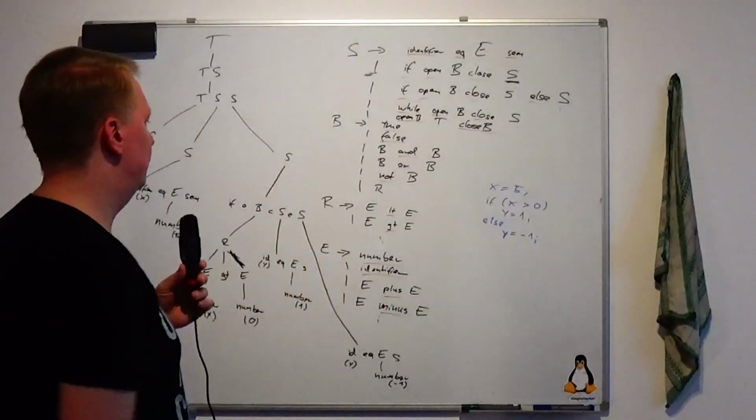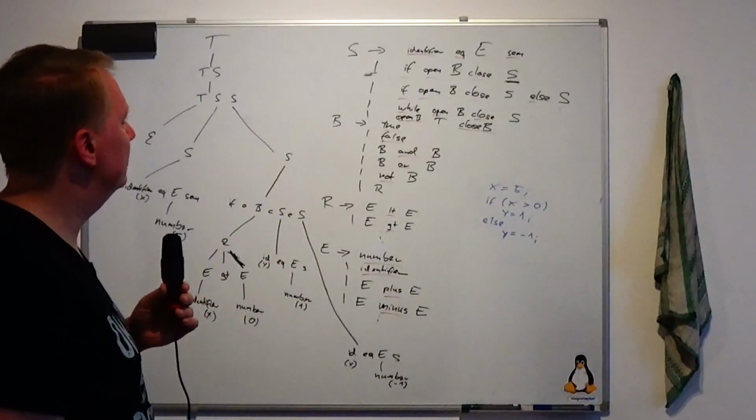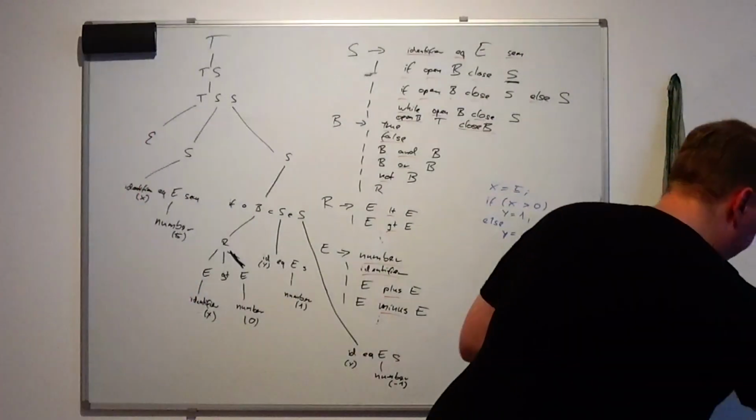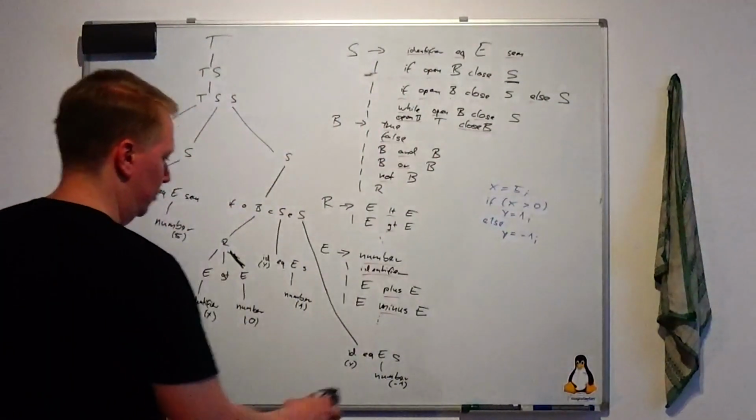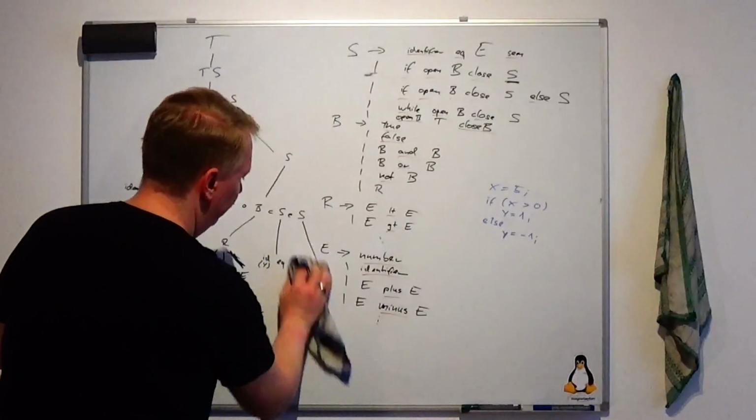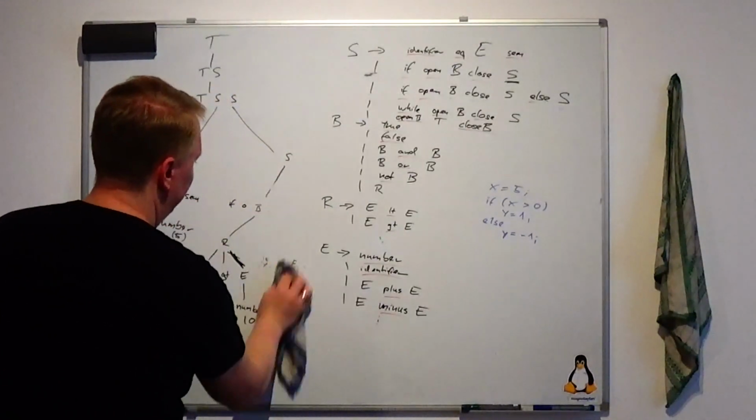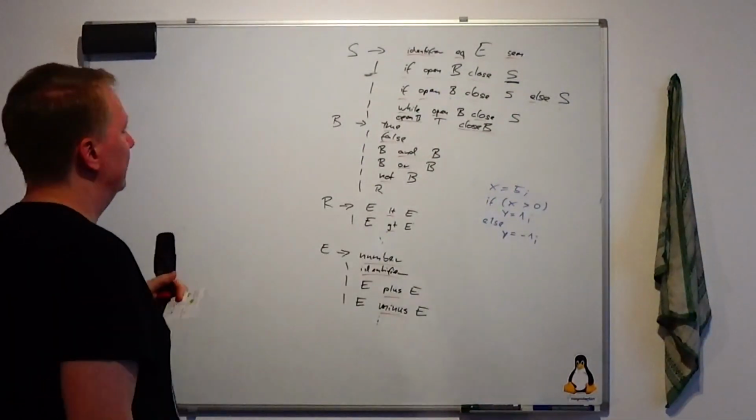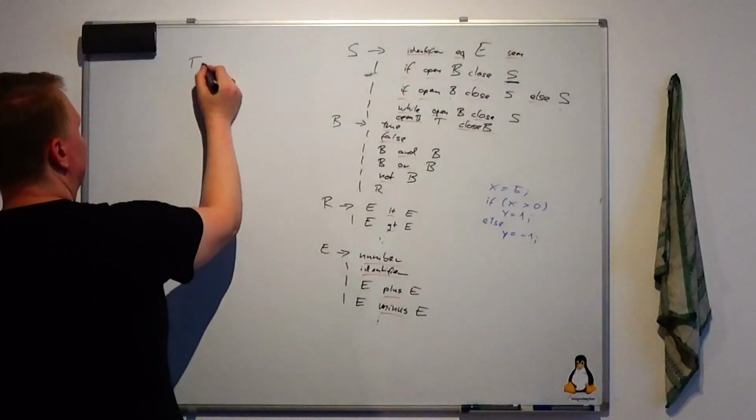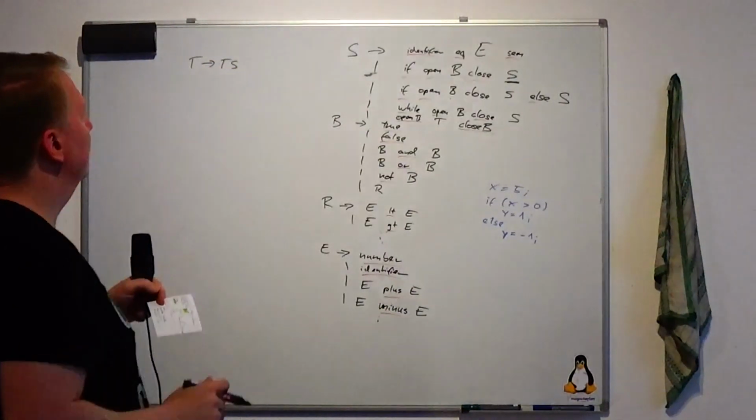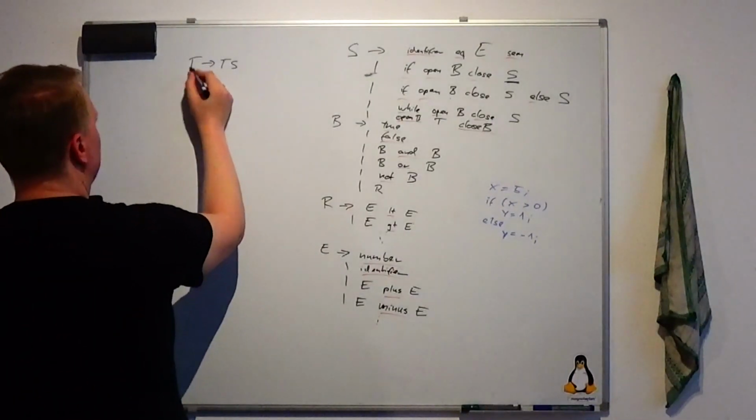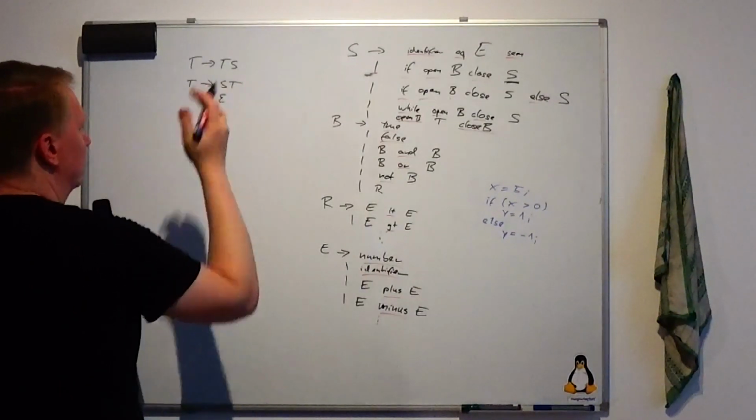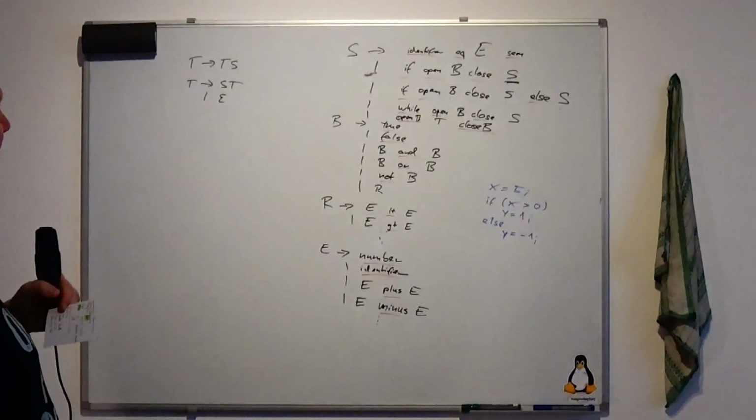So this is already a pretty good first approximation for a context-free grammar for a programming language. I want to finish this video with some practical advice for your design of context-free grammars. You've seen that I had this rule T goes to TS. You could just as well have T goes to ST, and that would also generate the same sequence of S's.